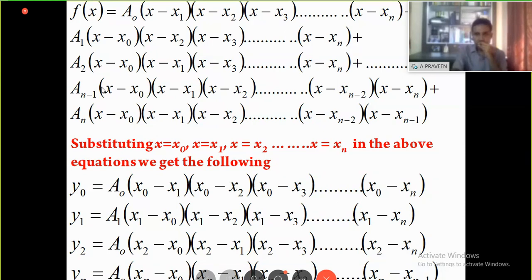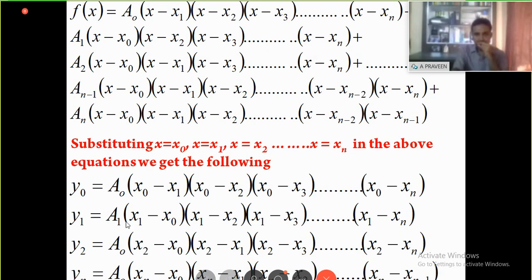Whereas you can look at this, the x2 here will vanish. So this also will go. So when I substitute x equals x2, I have only y2 equals a2 into this. Sorry, this is wrong, it is a2 that comes. Likewise, when you substitute each of these, I get a function like this. This will be a0, this will be a1, this will be a2, this will be an, likewise.